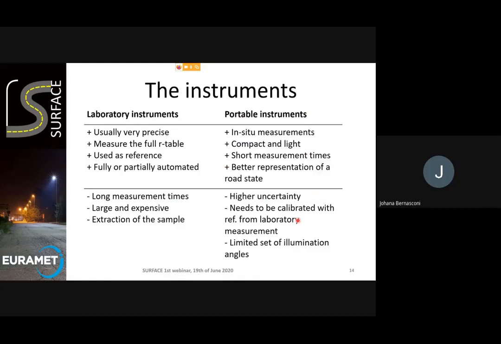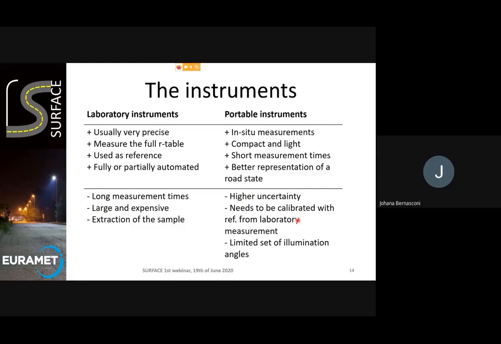So now if you have a look at the instruments that are used for measuring these quantities, we have two big families of instruments. First, there is the laboratory instrument. And secondly, there are portable instruments. So they are quite different and they are used for different purposes.